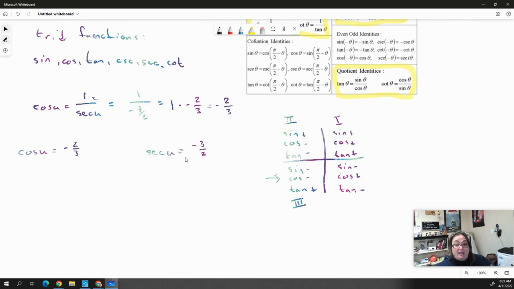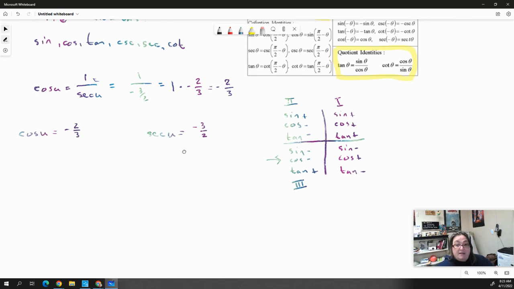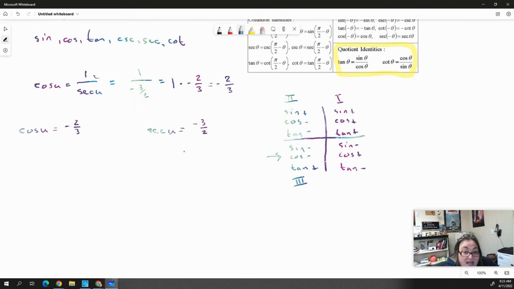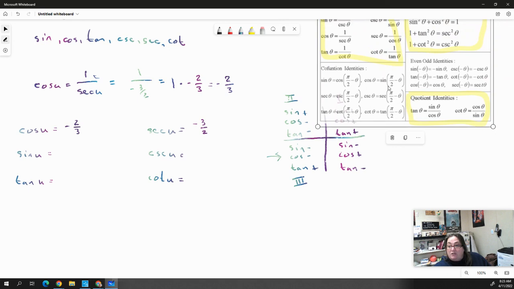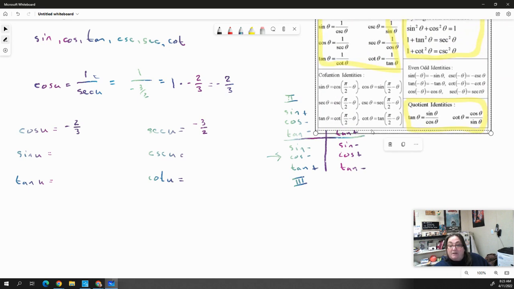So we have cosine and we have secant. What do we need? We need sine of u, tangent of u, cosecant of u, and cotangent of u. We need to find the rest of these. Now, how we're going to do that is by using these trig identities right here.